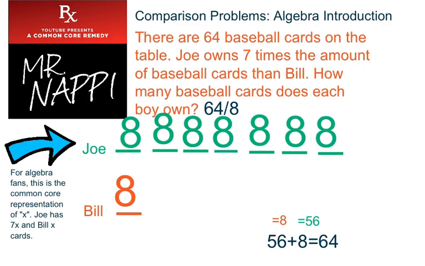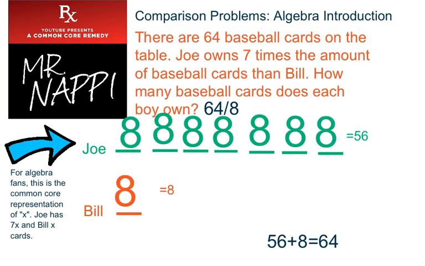Okay, so now our placeholders are filled in. We know there's 7 times something more Joe has than Bill. And now we know the value is 8. But what do they add up to? And can we check our math? Now if you add across, obviously Bill only has a total of 8 cards. If you add across for Joe, it's basically 8 times 7, or adding 8 seven times, you get 56.